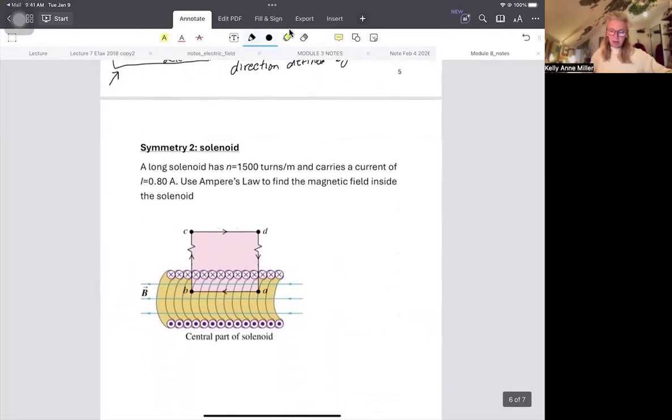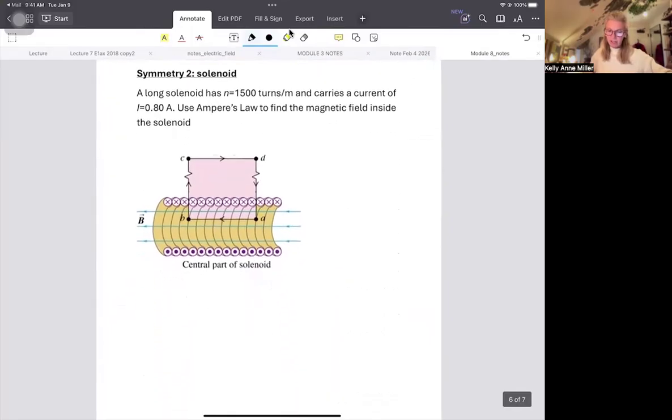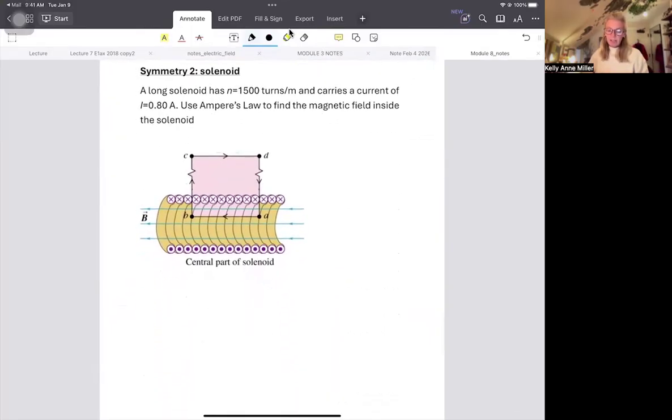Let's talk about the solenoid. So here's the second example. Let's say I have a long solenoid. It has 1,500 turns per meter. Okay. And it carries a current of 0.8 of an amp. And I want to use Ampere's law to find the magnetic field inside the solenoid.